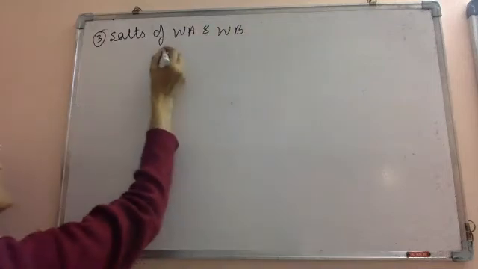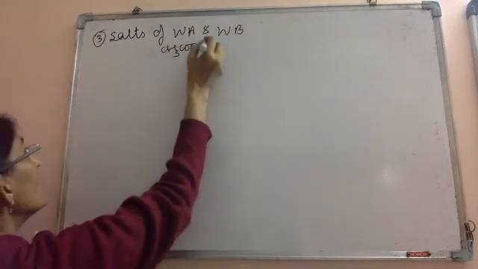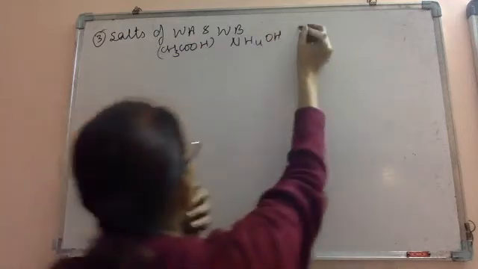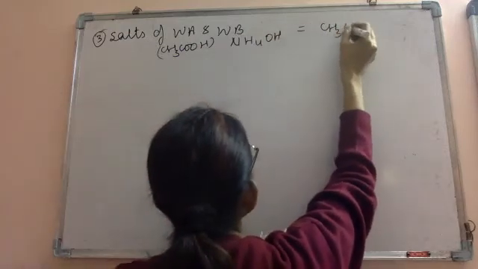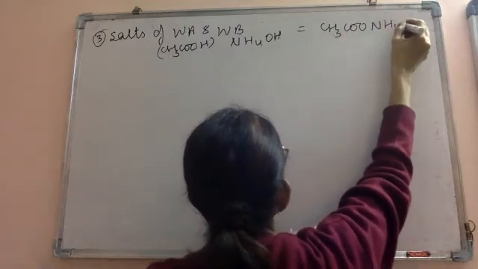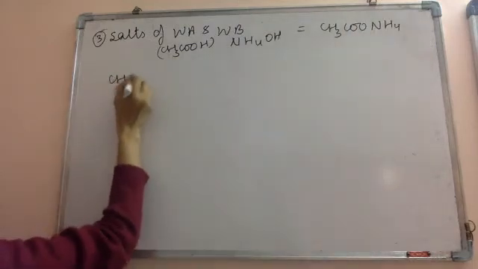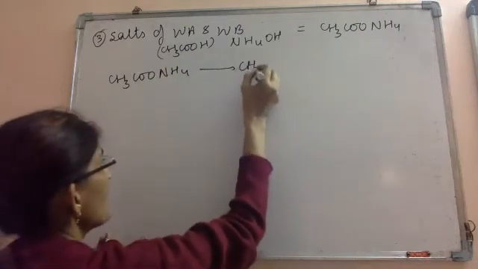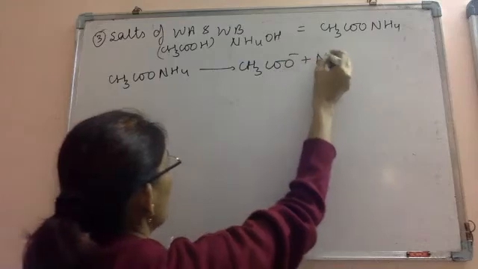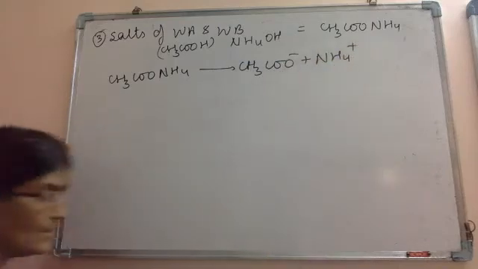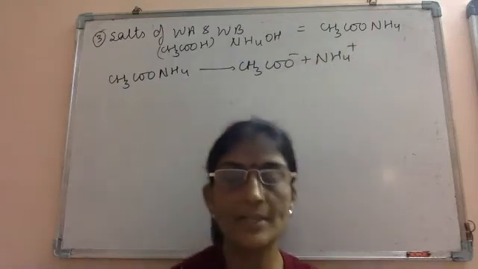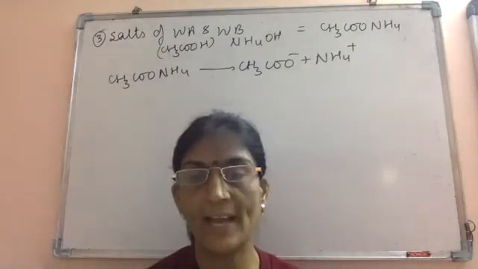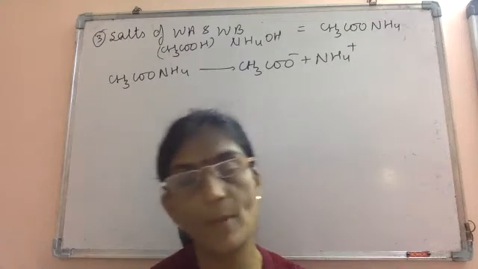That is weak acid acetic acid, weak base NH4OH, और इनसे जो सॉल्ट बनेगा वो कौन सा होगा CH3COONH4. Now CH3COONH4 ionized to give acetate ion, ammonium ion. All salts dissolved in water and they produce ions. Cation is NH4 plus, anion is CH3COO minus.